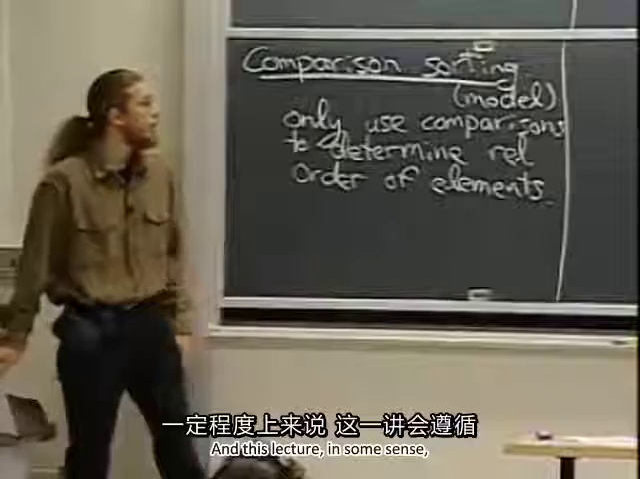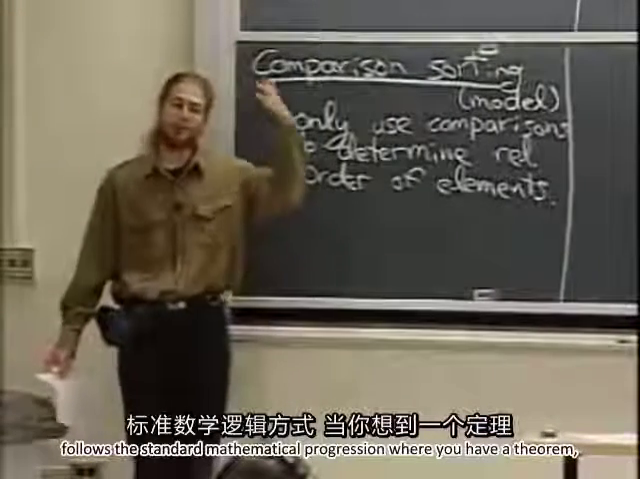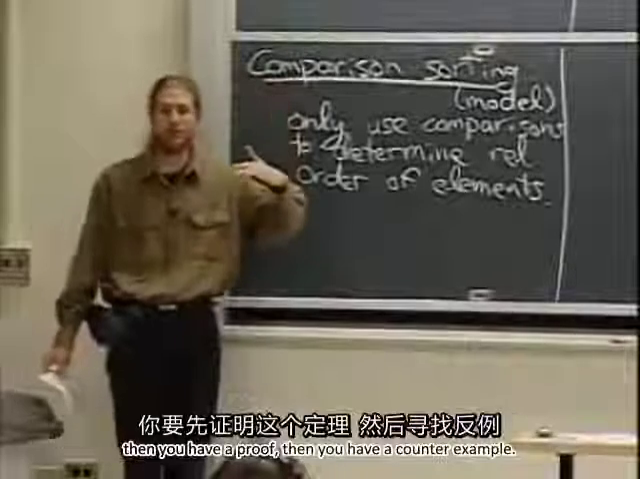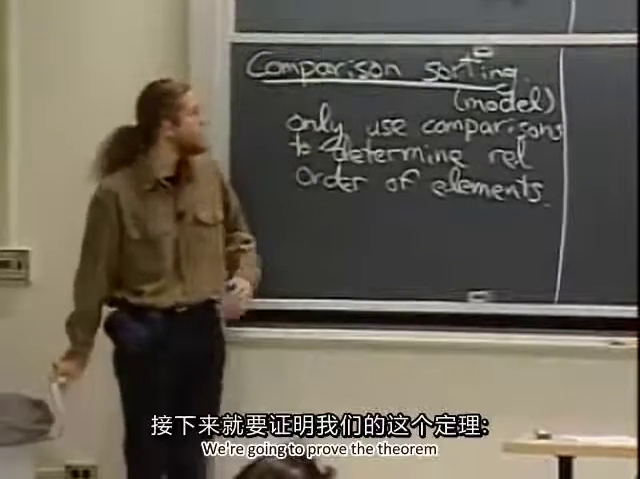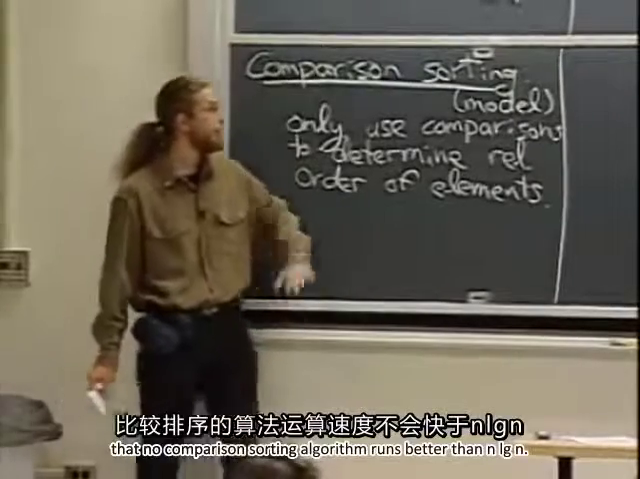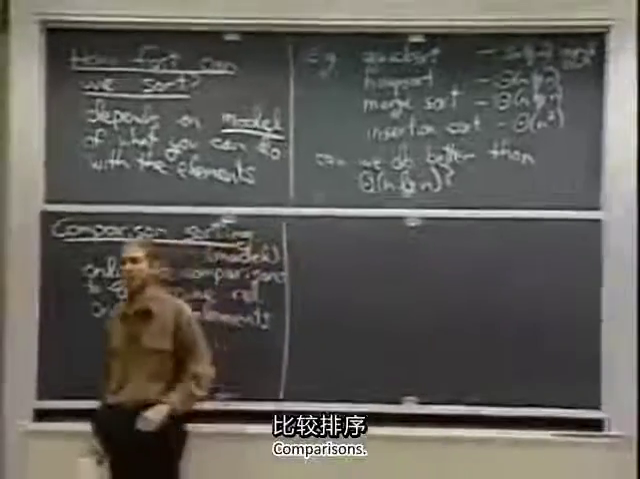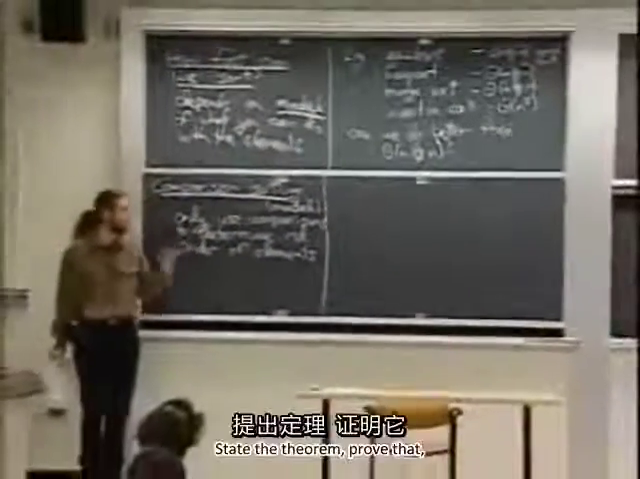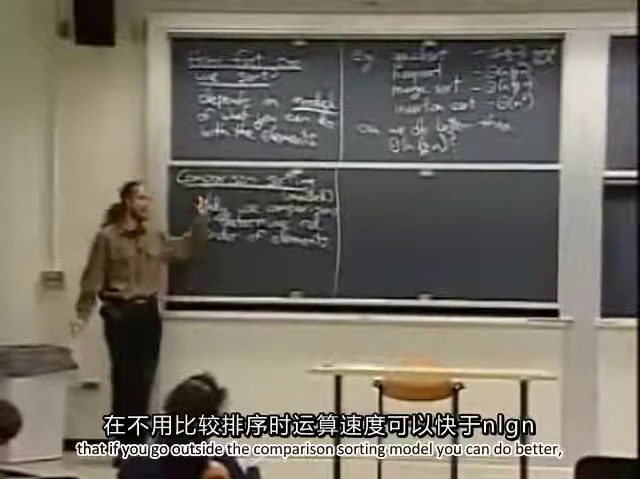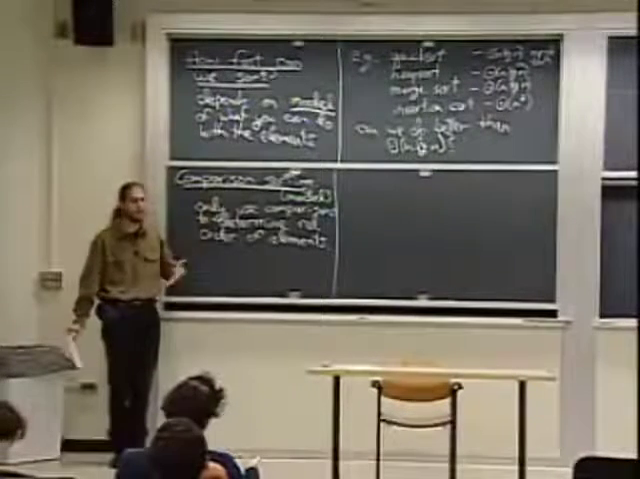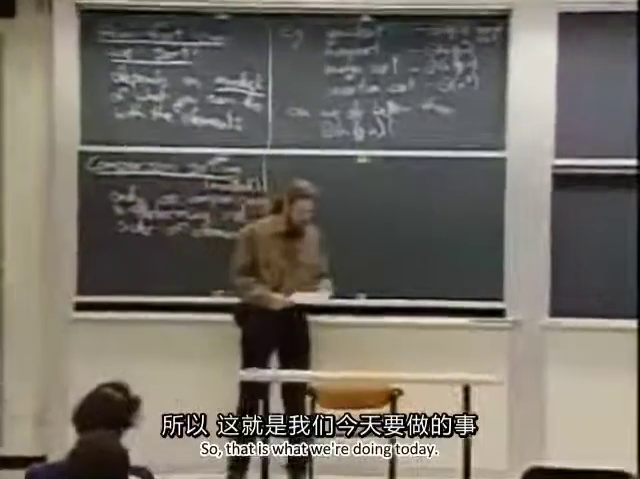And this lecture, in some sense, follows the standard mathematical progression where you have a theorem, then you have a proof, then you have a counterexample. It's always a good way to have a math lecture. So we're going to prove the theorem that no comparison sorting algorithm runs better than n log n. We'll state the theorem, prove that, and then we'll give a counterexample in the sense that if you go outside the comparison sorting model, you can do better. You can get linear time in some cases, better than n log n. So that's what we're doing today.